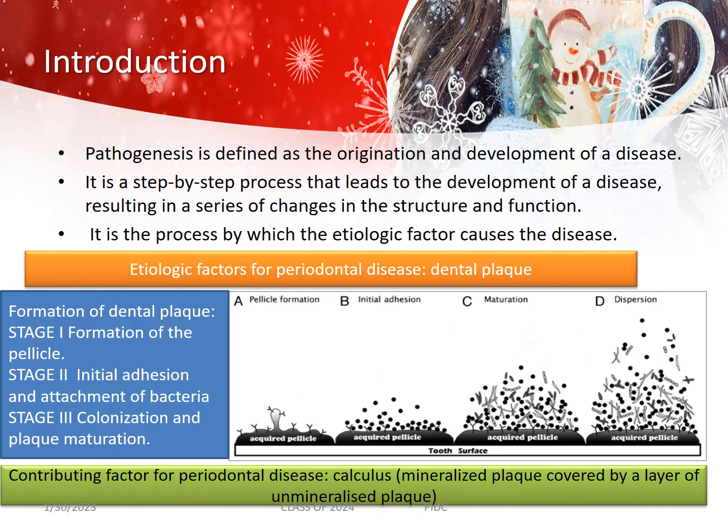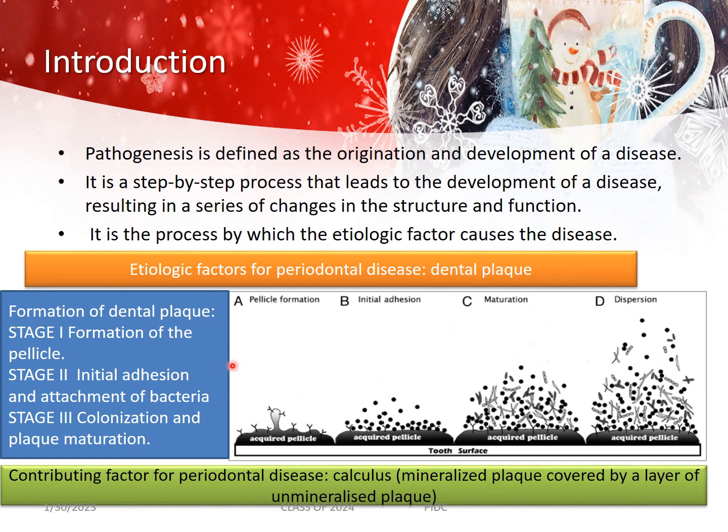So to start with, pathogenesis as per Karanza has been defined as the origin and development of the disease. It is a step-by-step process that leads to the development of the disease, resulting in a series of changes in structure and function. It is a process by which the etiologic factor can cause the disease. So in case of periodontitis, the main etiologic factor for the periodontal disease is dental plaque.